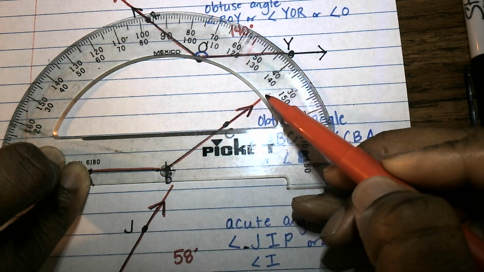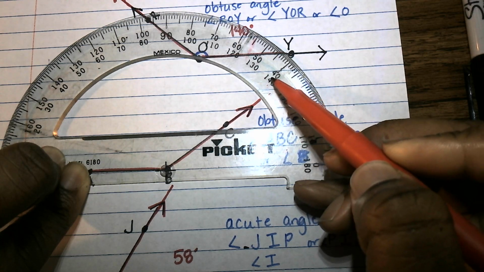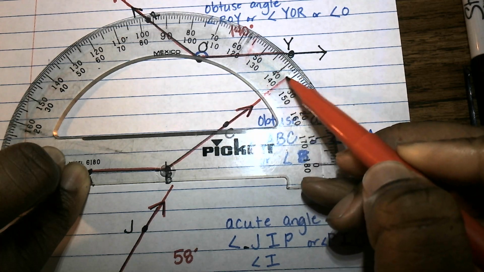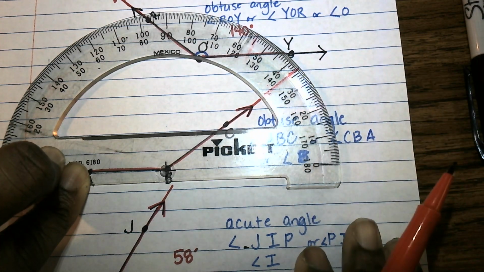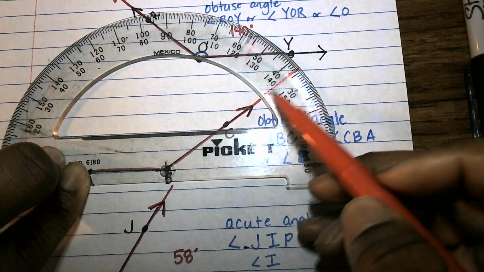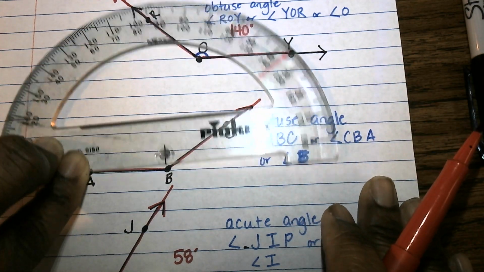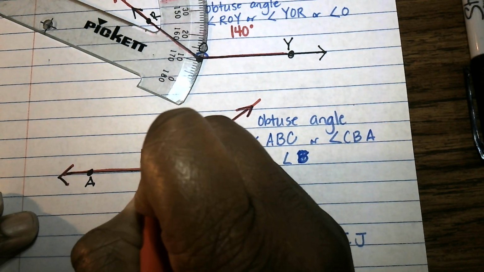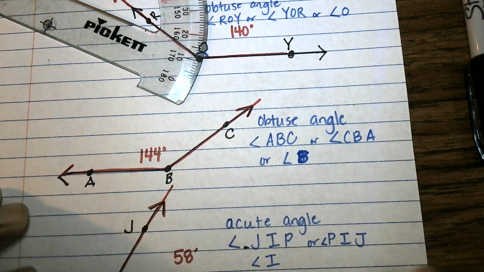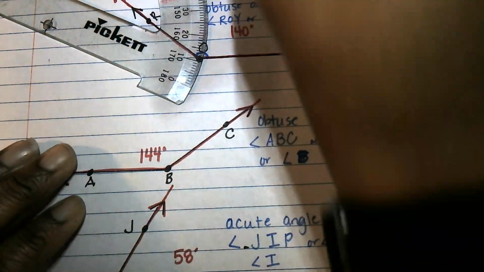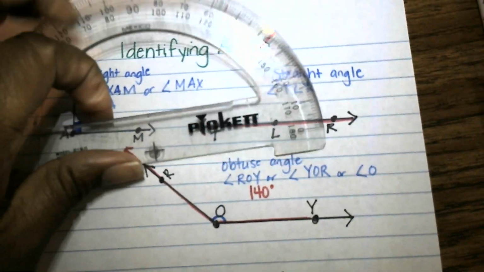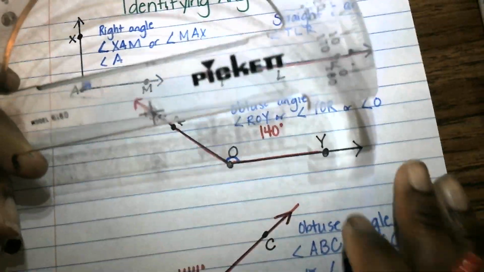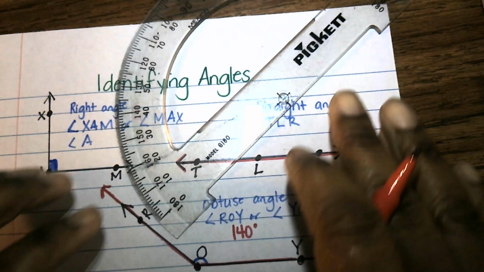And this is 140 here, but it looks like it's just a tiny smidge past that. Okay? So this is how we extend it so we can be a little bit more precise with it. And that ended up being 144 degrees. Okay? So that's how we can use the protractor to measure the angles to the closest degree.